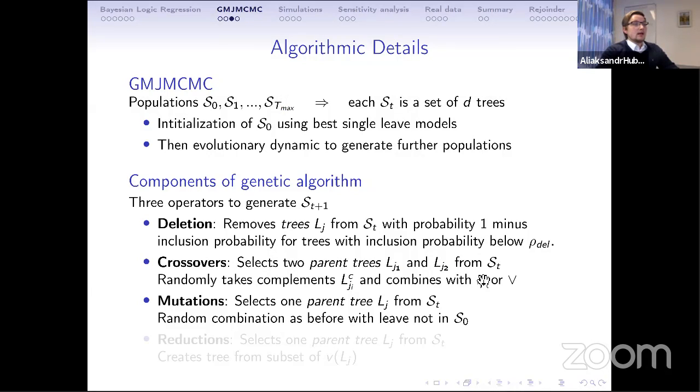Hence we can let the algorithm be irreducible. Those leaves that didn't make it into the initial population can come back into the model space and start building new trees right away. We also have a reduction operator, which selects 1 parent from the current population and then deletes some of the leaves from that parent. Further, the resultant subtrees are merged with either AND or OR operators.